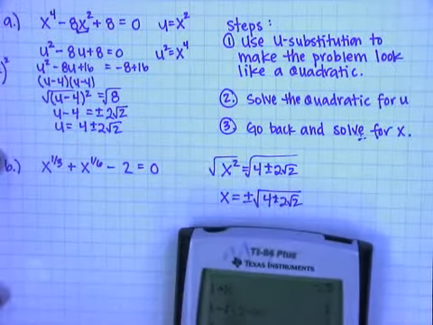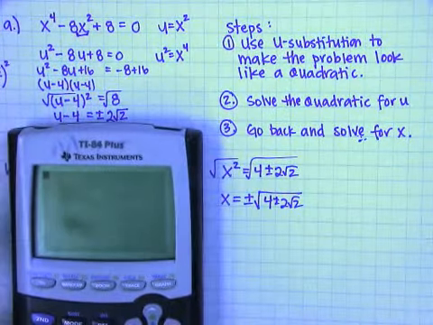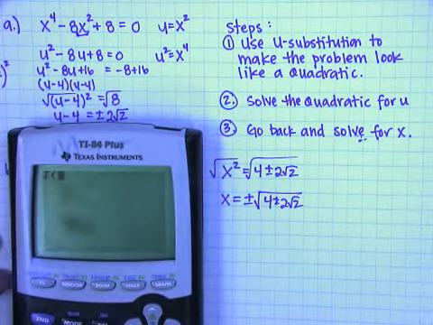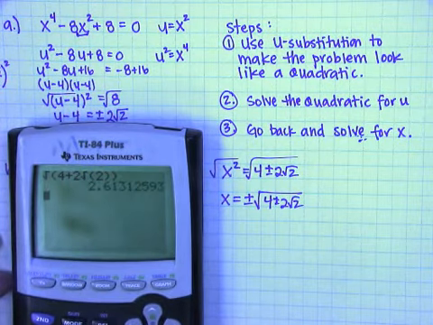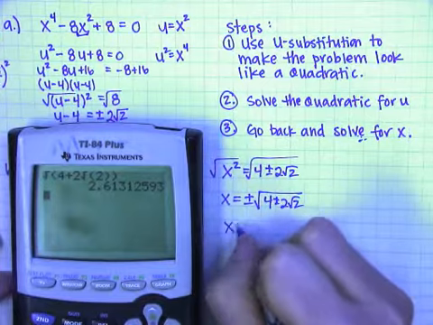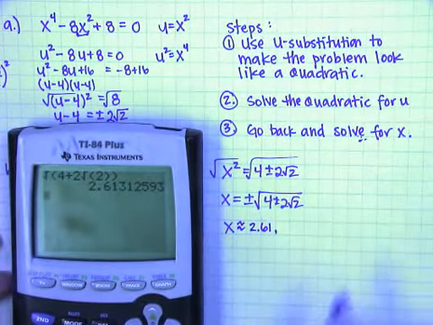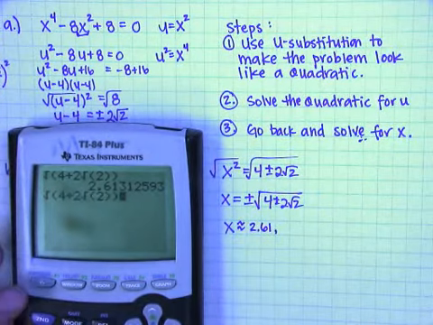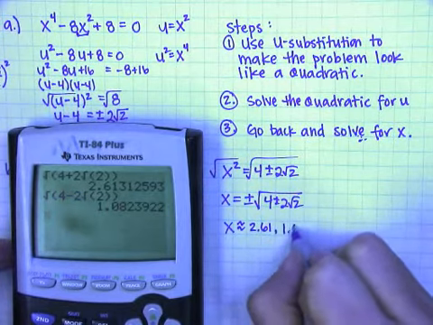To do that, I would take my calculator, and I would go, let's see, the square root of 4 plus 2 root 2. Let's see, I open parenthesis, so I need 2 closed. So let's see, that gives me x is approximately 2.61. And then I can hit second enter to pull that back up and change this to a minus sign. And I get 1.08.